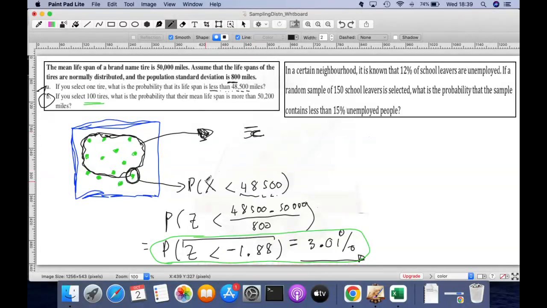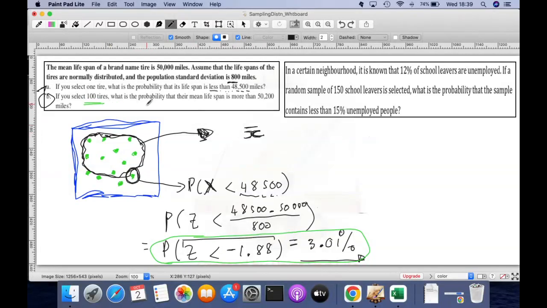Okay, so that's the difference between X, what I have here, and X bar. X is just a single sample unit. It's just this one tire. X bar is taking a sample and taking the average of that sample. That's X bar. Now in question B, that's what they're asking me.